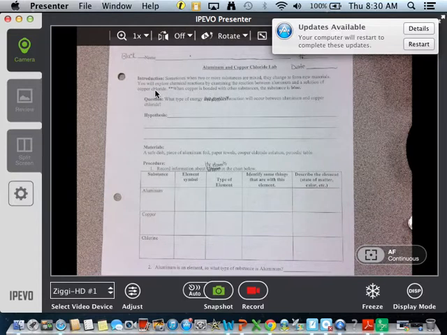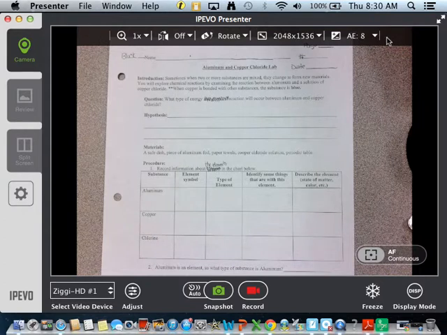All right, group one. You guys will be group one. No, just one. Two. Three. Four.